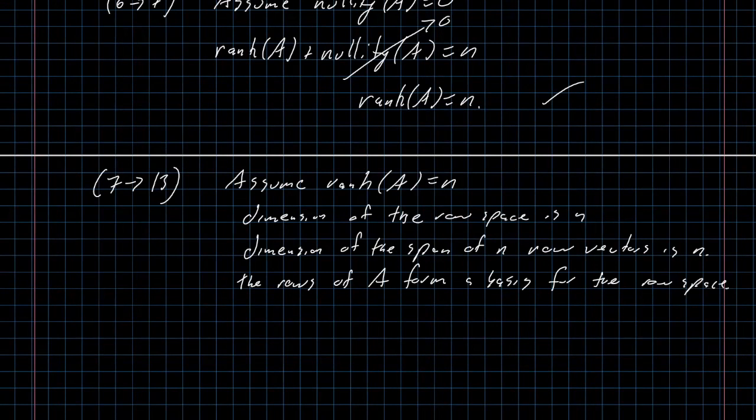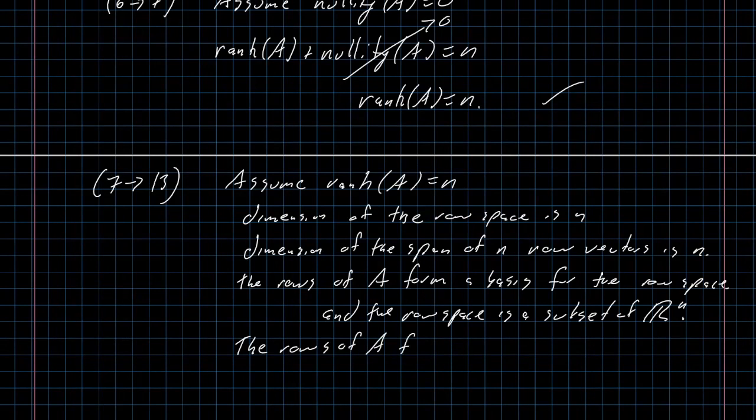The rows of A form a basis for the row space, and the row space is a subset of Rn. Well, the only subset of Rn that has dimension n is Rn itself. So the rows of A form a basis for Rn. And that's what number 13 told us was going to happen.